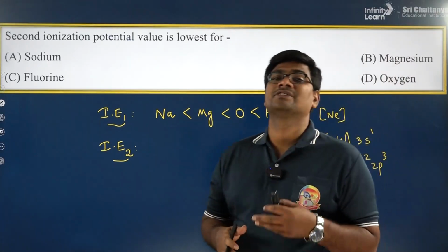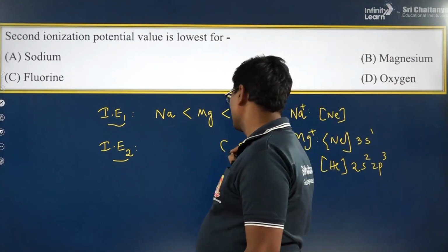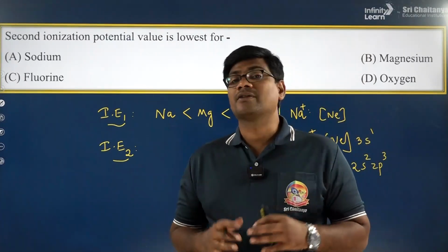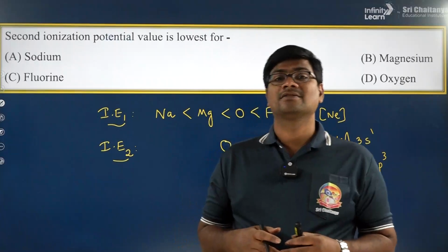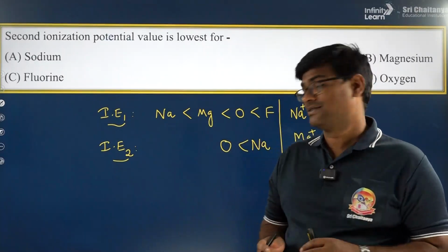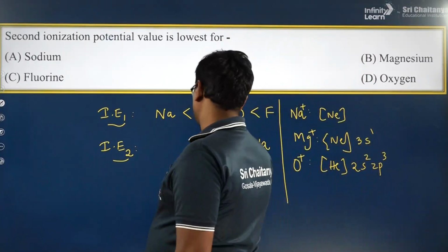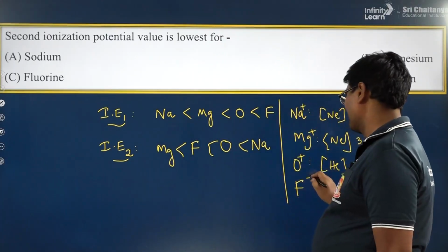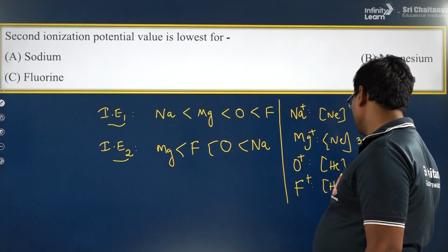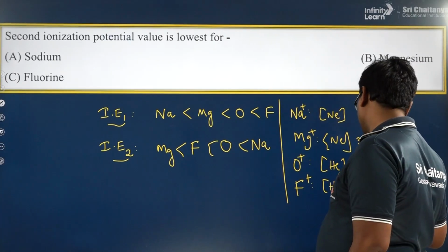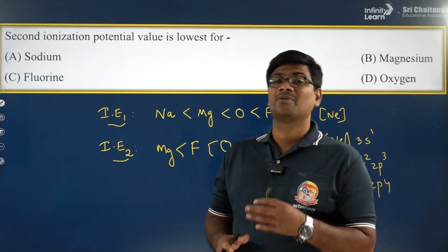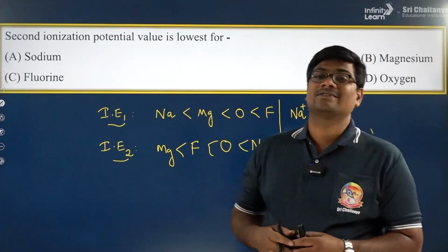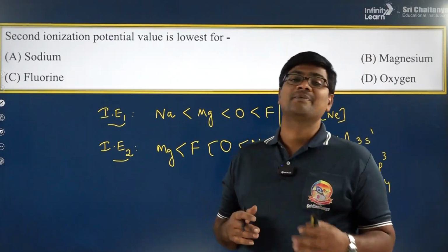Then after sodium, the second ionization energy, what can we expect? We can expect oxygen, not fluorine. Oxygen will have more second ionization enthalpy because O plus has the highest stability compared to F plus. Then we will get fluorine, and then magnesium. Let me write the fluorine configuration also, F plus configuration, that is helium 2s2 and 2p4. So now let us see the most stable unipositive cation here: Na plus, then O plus, then F plus, and then Mg plus.